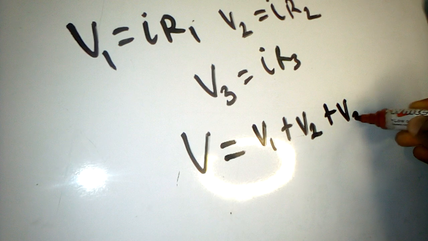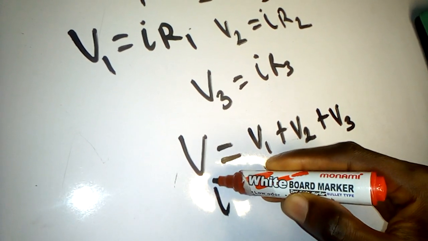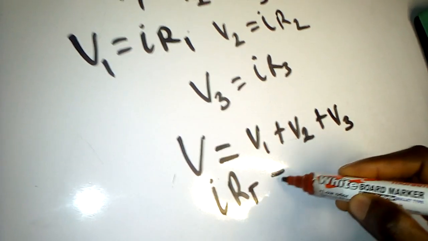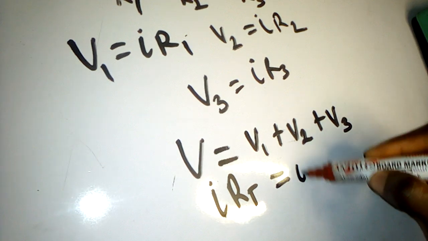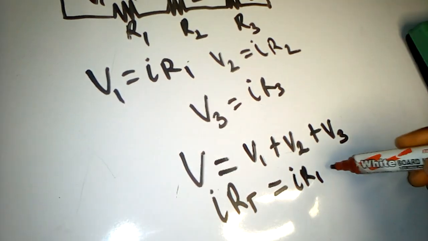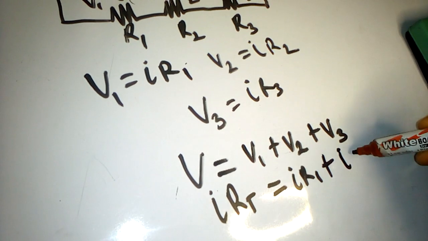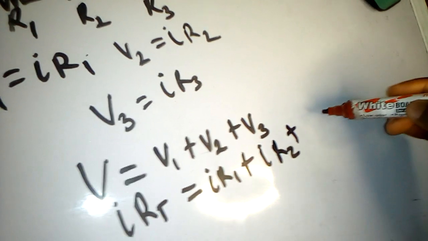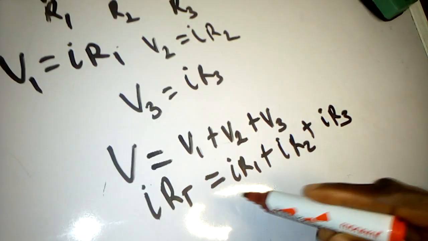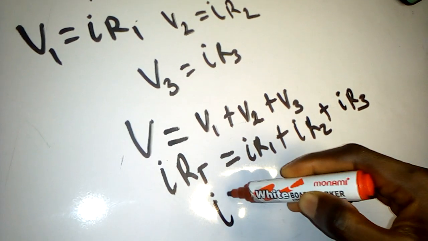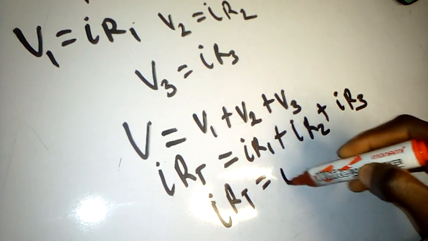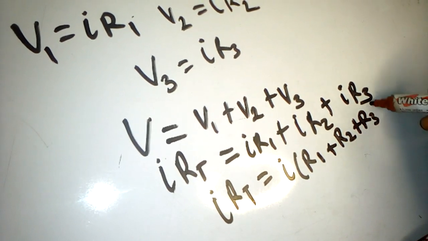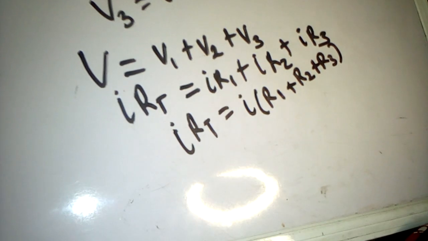Don't forget, V equals IR from Ohm's law. So this will be the value of the total resistance. If the value of the total resistance is this, then we can also have I R1, just like I've analyzed here, plus I R2, plus I R3. By the time I factorize out I, I'm going to have I multiplied by the total resistance equals I into R1 plus R2 plus R3. This is just to derive a formula for resistors in series.